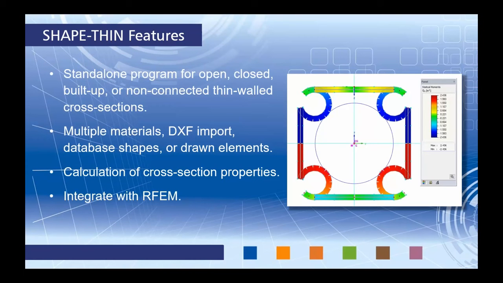So regarding Shape Thin, this is a standalone program for open, closed, built-up, or non-connected thin-walled cross-sections. So if we have unique cross-sections that we don't have available within RFEM, well, then we can utilize Shape Thin for this. Now you can create custom cross-sections with multiple materials. We can import in a DXF file, which is what we'll do today. You can choose database shapes to create a built-up section, like from the AISC, the ADM, the CSA standard, or you can completely draw your elements yourself. Now the purpose of Shape Thin is to calculate the cross-sectional properties, and then from here we integrate this custom cross-section into RFEM with our full structure.